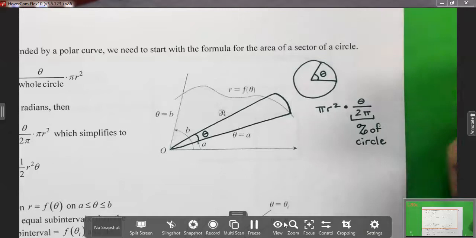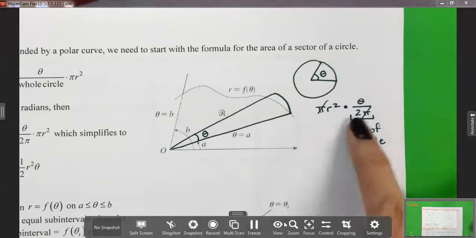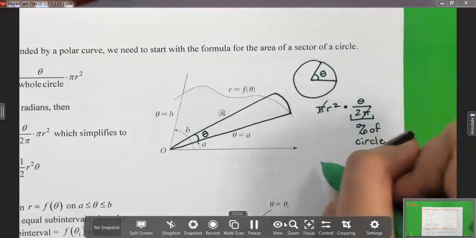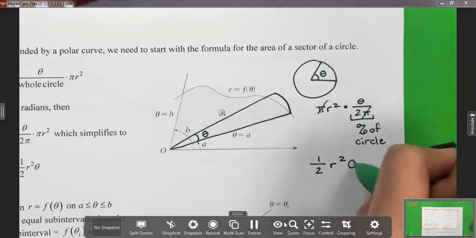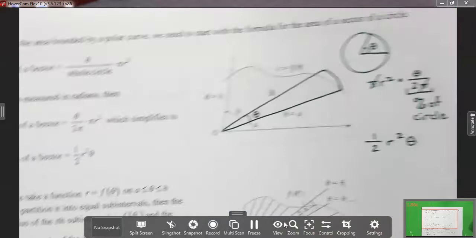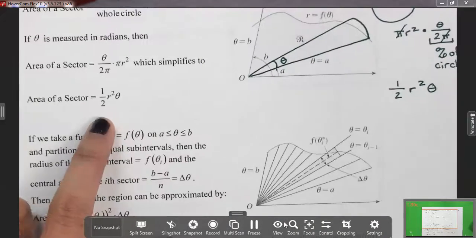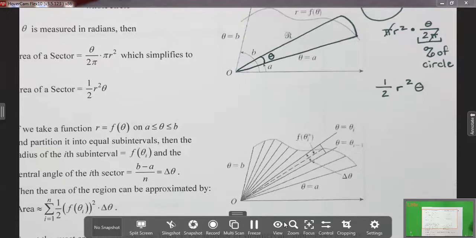So we simplify it a little bit. Things can cancel. What things can cancel? You have a pi on top and a pi on the bottom. The 2 is a 1/2, so we bring out the 1/2, and then r squared, and then we have theta. So this is the area of a sector, and that's the explanation of the area of a sector. Are you good with that?